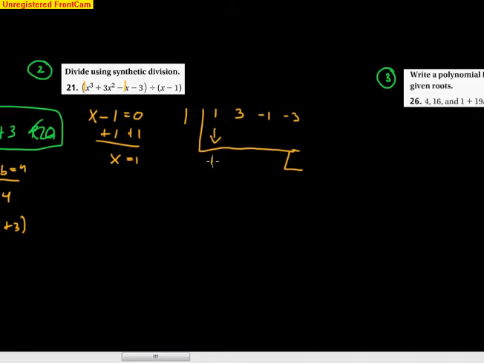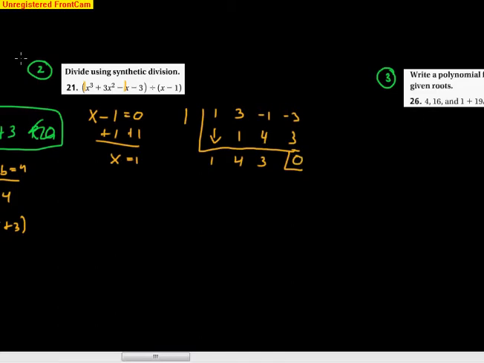And then when you go diagonally, you multiply by the number on the outside. So 1 times 1 is 1. You combine down, that's 4. Multiply diagonally, that's 4. Combine down, that's 3. Multiply diagonally, that's 3. And again, here you get a remainder of 0.